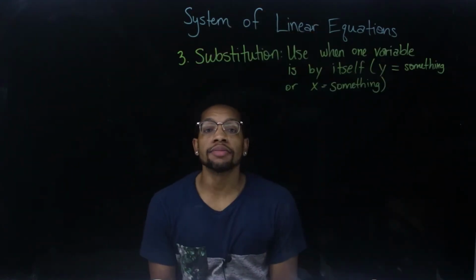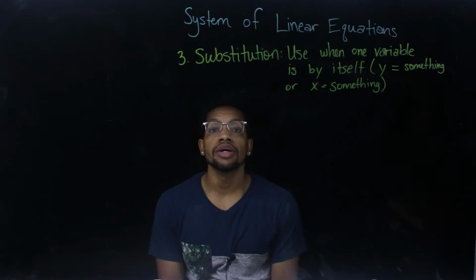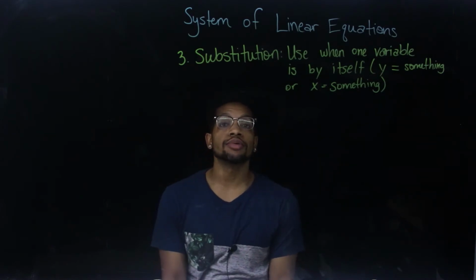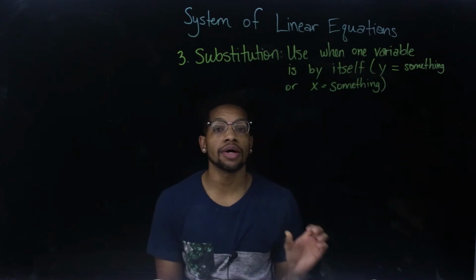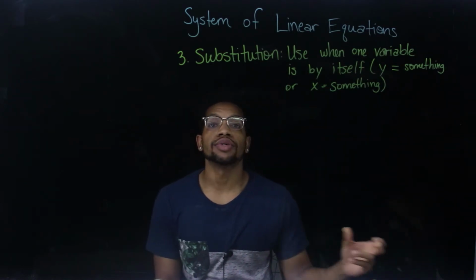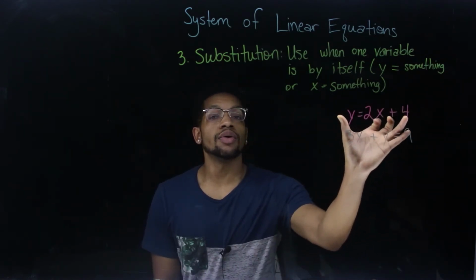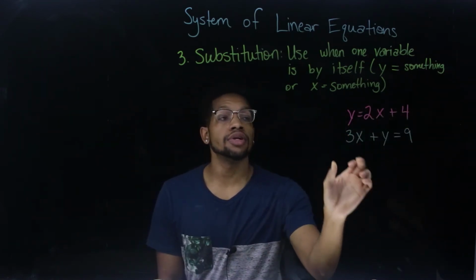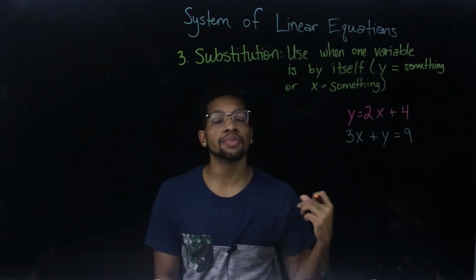All right, so the last method of solving systems of equations is called substitution. And problems are a good candidate for substitution when either the x or the y is isolated. Or in other words, it's like y equals something or x equals something. All right, so in this example, our first equation lets us know it's a good candidate for substitution because y is by itself. And this one takes a little bit less work.